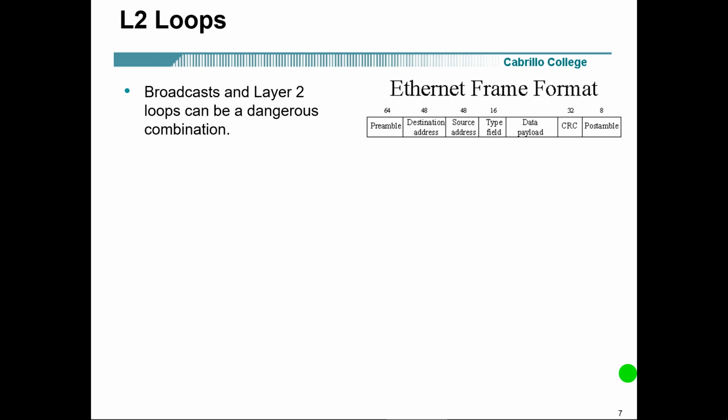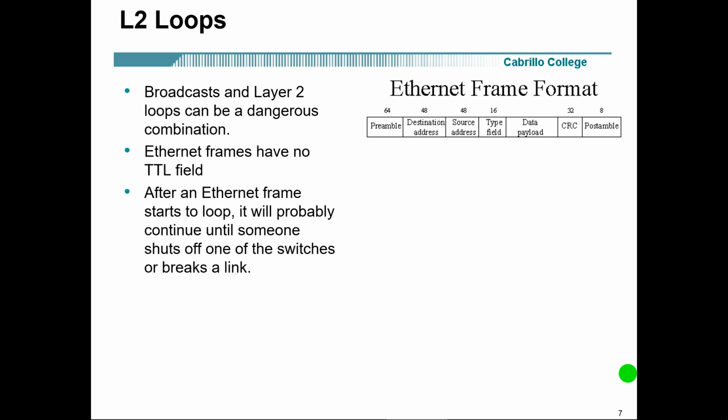So layer 2 loops and broadcasts can be a dangerous combination because we can end up with a broadcast storm, and our switches, if there are loops, will keep looping those broadcasts until the switch is overwhelmed and is brought down. Ethernet frames have no TTL field, meaning our broadcasts at layer 2 are infinite. After the Ethernet frame starts to loop, it will continue until a human prevents it. And that could be by breaking a link or turning off a switch.